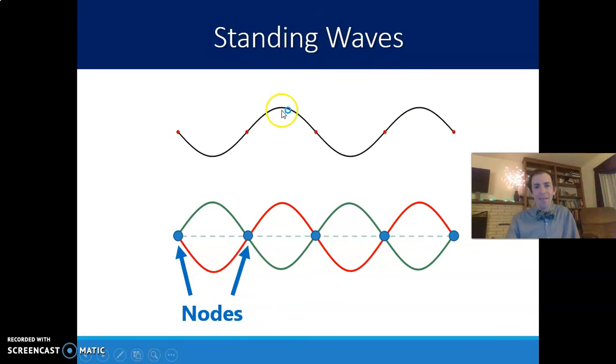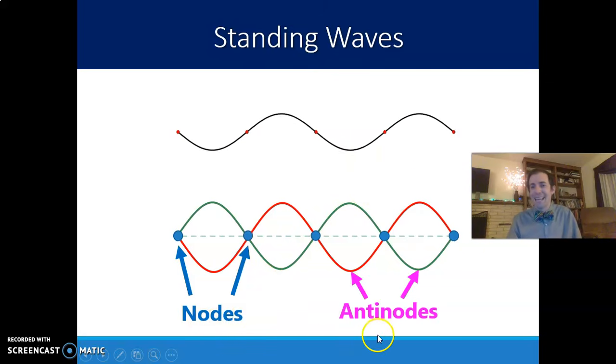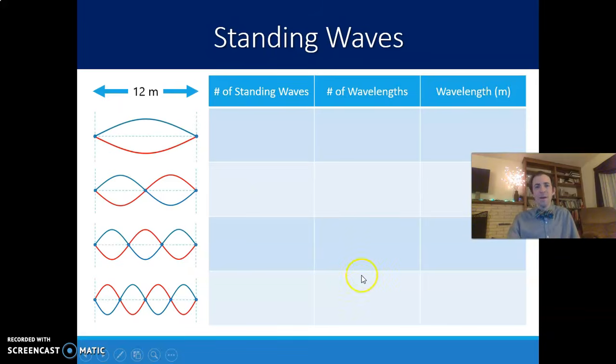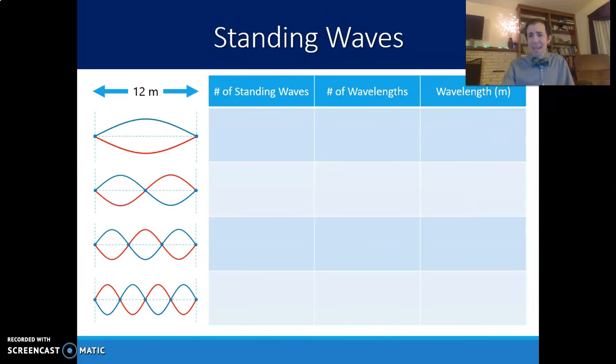You also have these areas of really, really high amplitude. It's where it's vibrating the most. This is the opposite of a node. We call this an antinode. That's where the vibration is the largest. So nodes and antinodes are kind of our two main properties in a standing wave. And we can look at some standing waves and define them numerically in a variety of different ways. The first, actually the easiest one to do, is to count the number of standing waves.